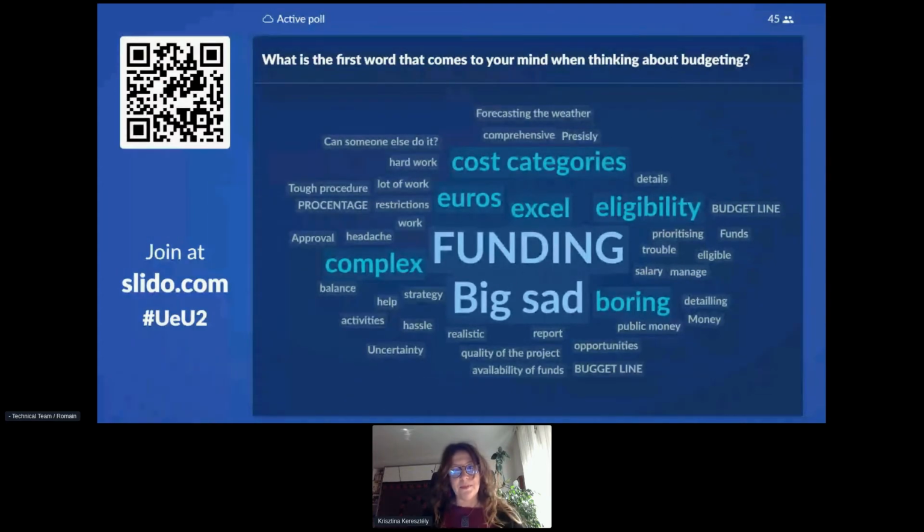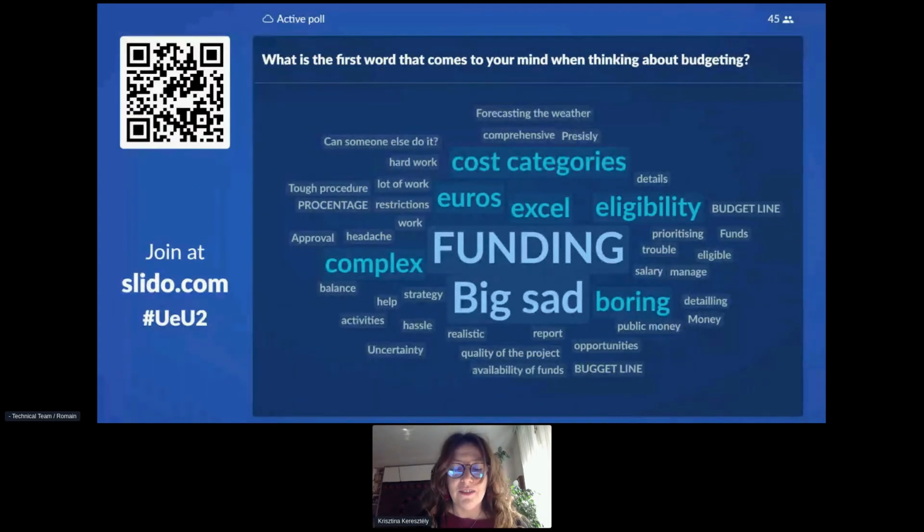So basically, it says that our project costing needs to go parallel to the project design, and it's somehow in between design and implementation. This is linked also to eligibility, of course, finding the good cost categories, etc. So thank you very much.